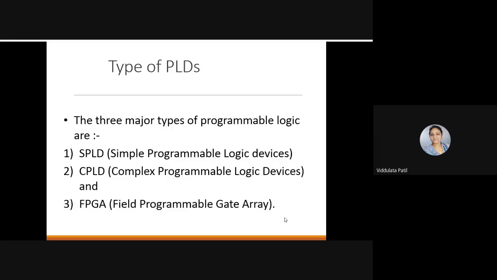So there are three major types of programmable logic devices, that is SPLD, that is simple programmable logic device. Another type, that is CPLD, that is complex programmable logic devices. And the third type, that is FPGA, that is field programmable gate array. So in this unit we are going to discuss all these different types of programmable logic devices.